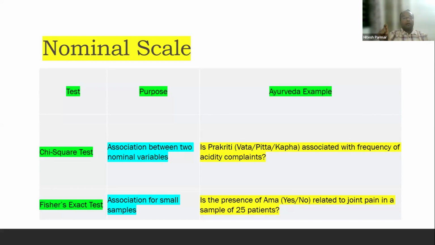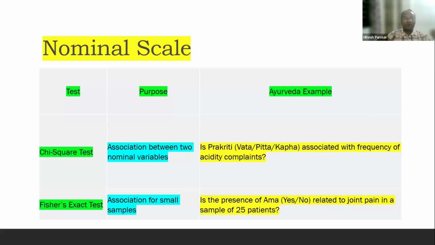Now what is Fisher's exact test? Say for example, you have small samples and a 2 by 2 table only, 2 rows and 2 columns. Here we have, for example, Vata, Pitta and Kapha, so there are 3 rows, right? But suppose you have only 2 rows and 2 columns, for example, is the presence of ama, yes and no, related to joint pain in a sample size of 25? So a smaller sample and only yes and no.